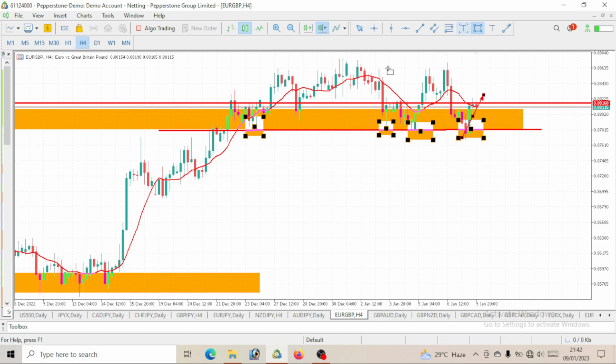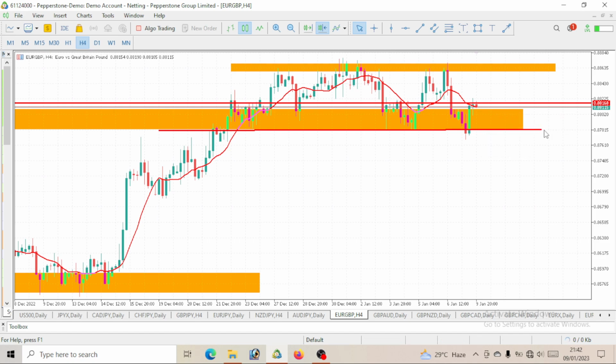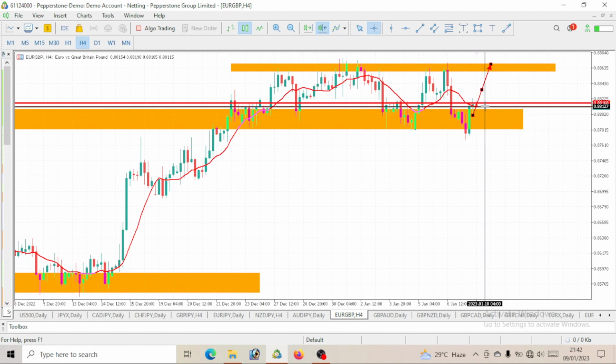So what's the next level we are going to watch out for on this Euro GBP? Of course, this one, which we will take as a support level. So we can see once price came to this level, we had a rejection, and again a rejection at this level, a rejection, and also a rejection here. So what we would be watching out for on this Euro GBP is price to actually push up to this resistance level before giving us a rejection.